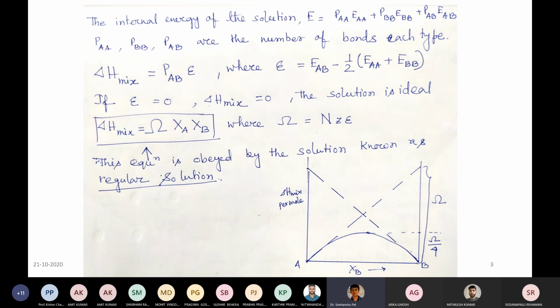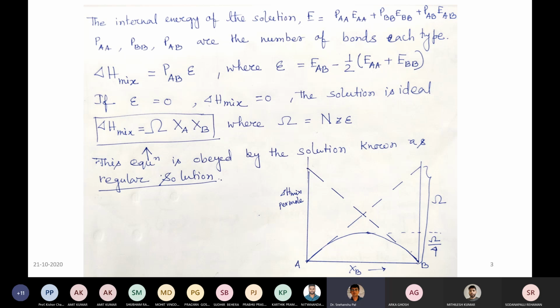If epsilon is less than 0, the atoms in the solution will prefer to be surrounded by atoms of the opposite type. You should understand that the opposite type of atom should be surrounding, because then only will the system achieve more stability, and this will increase the AB bond number, PAB will increase. So if epsilon is less than 0, what is the favorable condition? More AB bonds will be generated, because then only we get a more stable configuration of the solution. Just now we are talking about just the first condition.